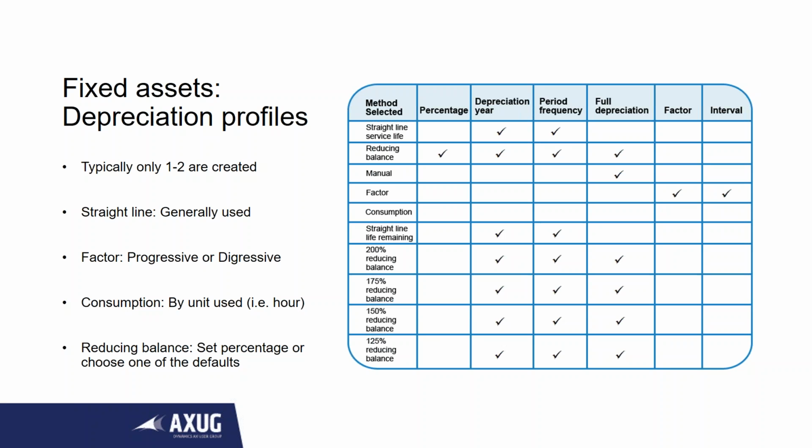We also have reducing balance methods of depreciation. AX comes with 200%, 175%, 150%, and 125%. And then also you can set your own percentage if you would like as well.